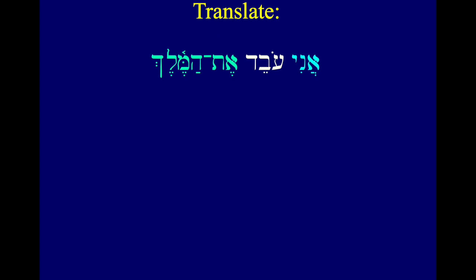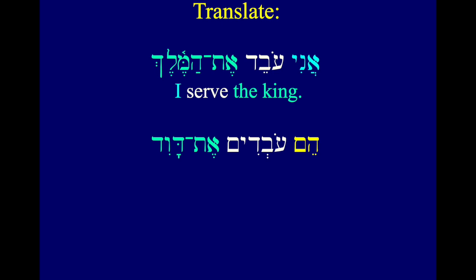So I am the subject of the sentence. I am the subject, ani. Oved, that's my verb. I'm doing, I'm serving. Hamelech, the king. This is the object of my service, the king. And it's a direct object, right? I am directly serving the king, and it's a definite direct object because I am serving the king, this king. I serve the king.